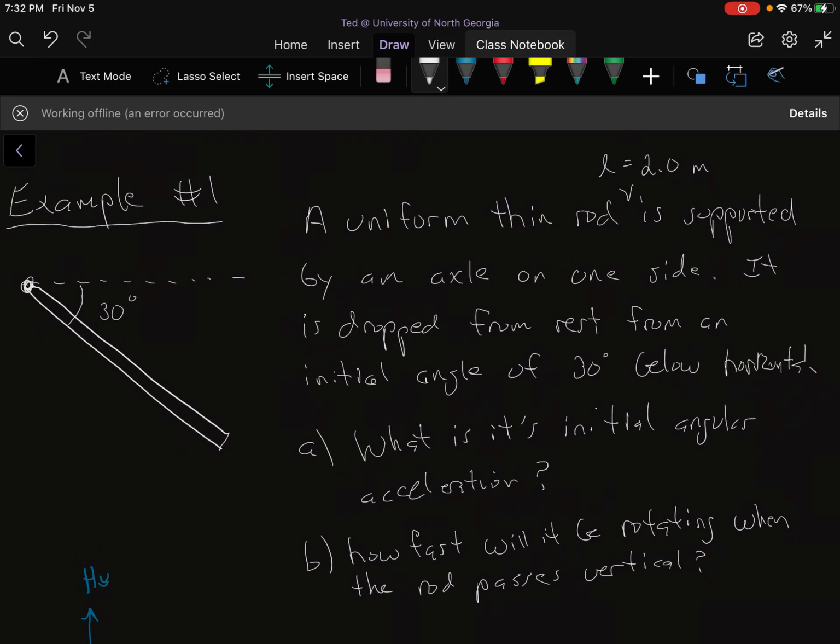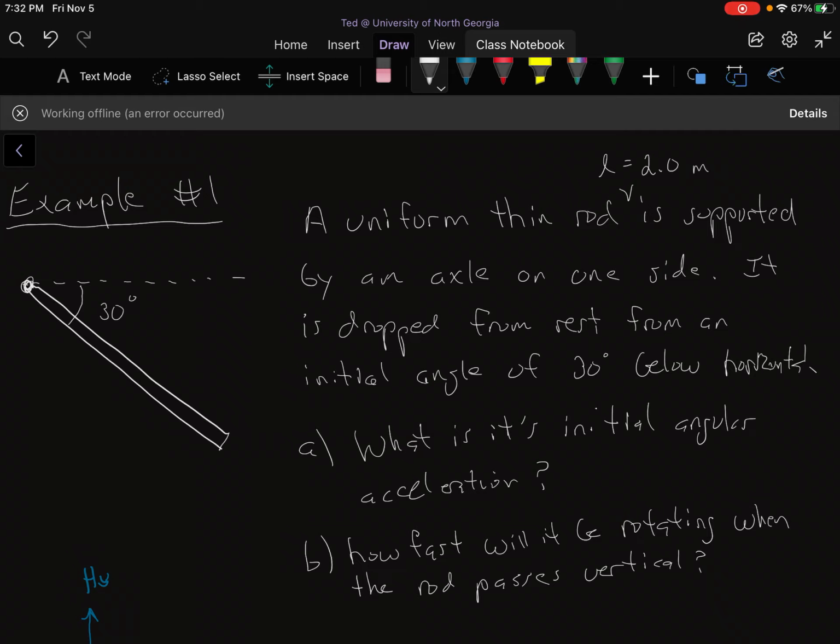So here we are back. A uniform thin rod of length 2 meters is supported by an axle on one side. It's dropped from rest from an initial angle of 30 degrees below horizontal. What's the initial angular acceleration, and how fast will it be rotating when the rod passes vertical? Now, we already did part A. That was in my previous video.